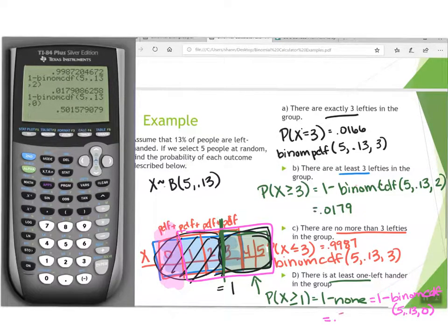this number right here. So remember, when you're calculating an exactly or an equal to, you use the PDF. If you're calculating at most or below, you're going to use the CDF. If you're calculating at least, you have to do 1 minus the CDF.